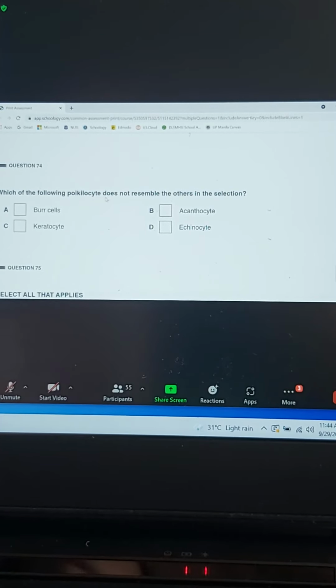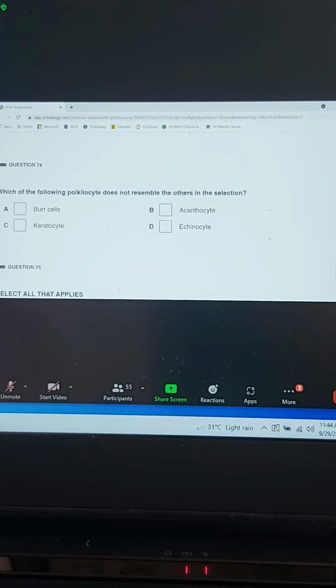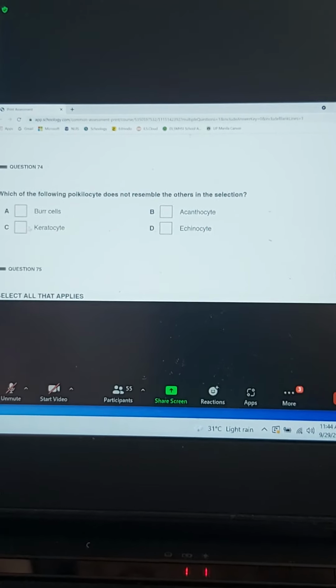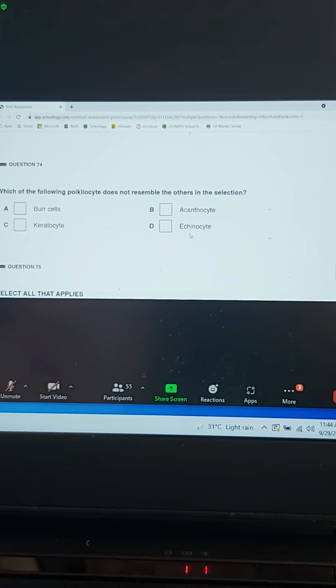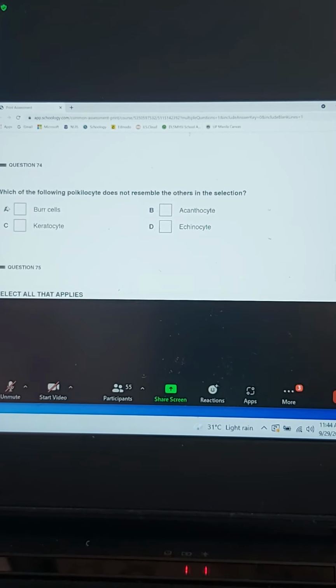Which of the following poikilocytes does not resemble the others in the selection? Keratocyte. Okay, keratocyte. This is your horn cell. While your burr cells and echinocytes, these are synonymous, but they have regular spike-like projections on the surface and are usually associated with uremia or uremic frost. And then we have your acanthocyte with irregular spike-like projections, associated with abetalipoproteinemia and spur cell anemia.